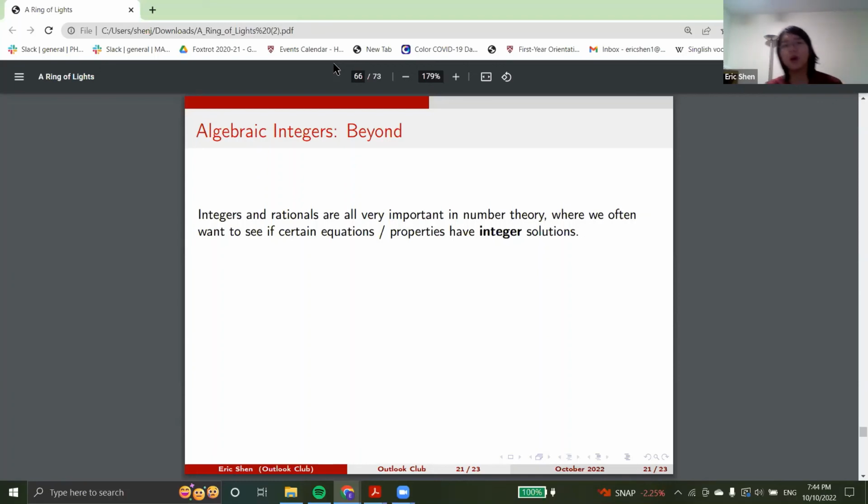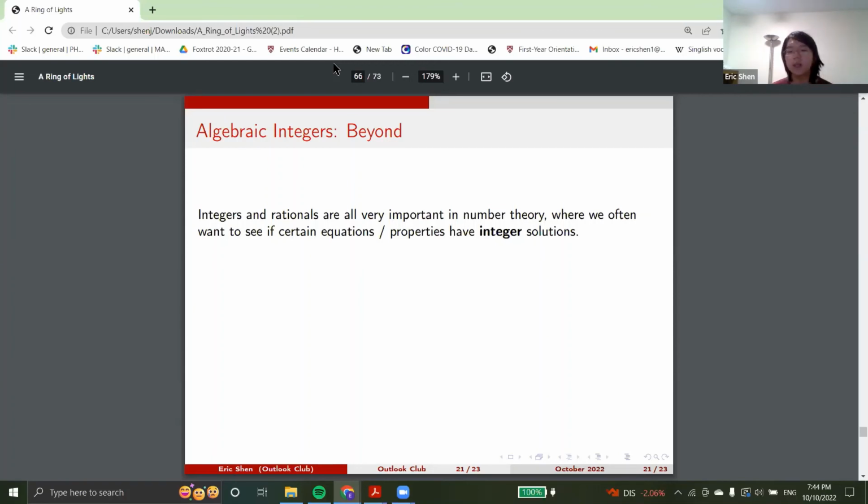So, in particular, even though this problem is cool, it's not something that's super important. Algebraic integers have much more uses beyond just little problems like these. So just a little bit of background on them. Integers and rationals are the basis of number theory, right? That's kind of what the entire theory is about, figuring out what we can do with certain classes of numbers.